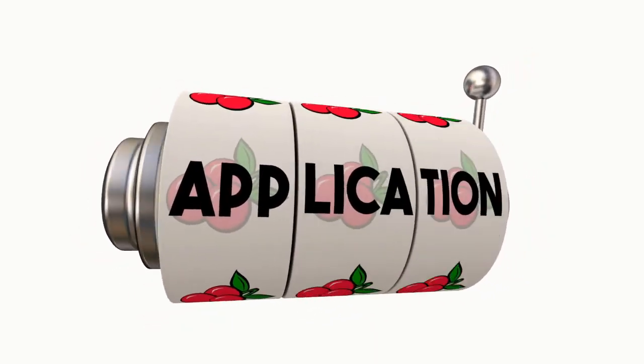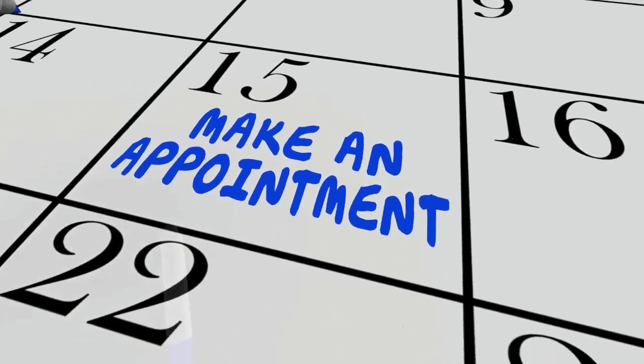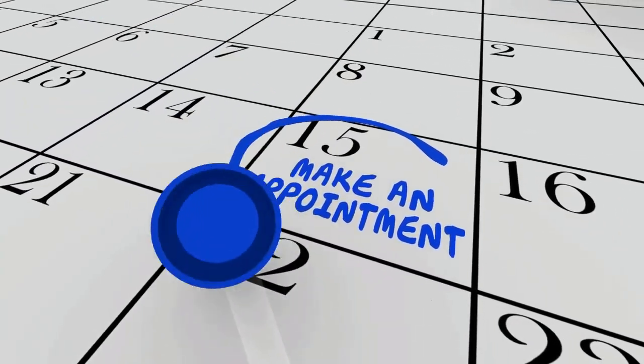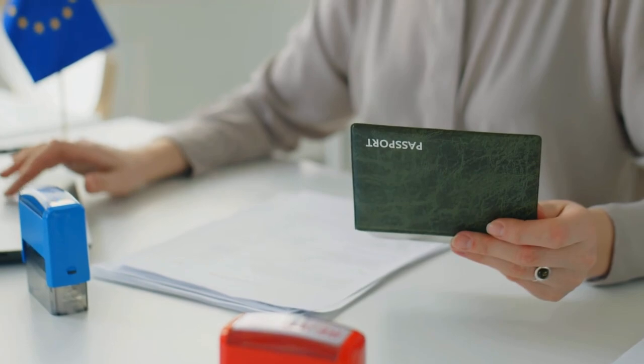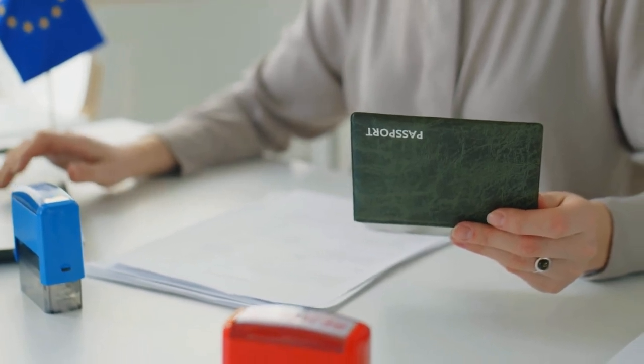Step 5. Submit your application. Schedule an appointment with the Italian consulate or embassy in your home country. Submit your application and pay the visa fee. You may also be required to attend an interview.